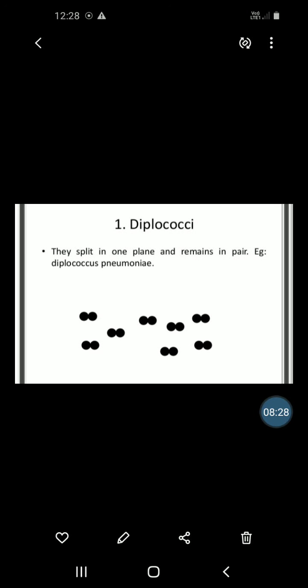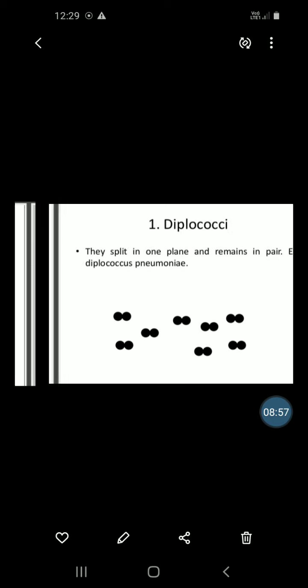Next, diplococci. They split in one plane and remain in a pair. For example, Diplococcus pneumoniae. Here we can see the structure of diplococci. These diplococci are always present in a pair. Here we can see the pairs.